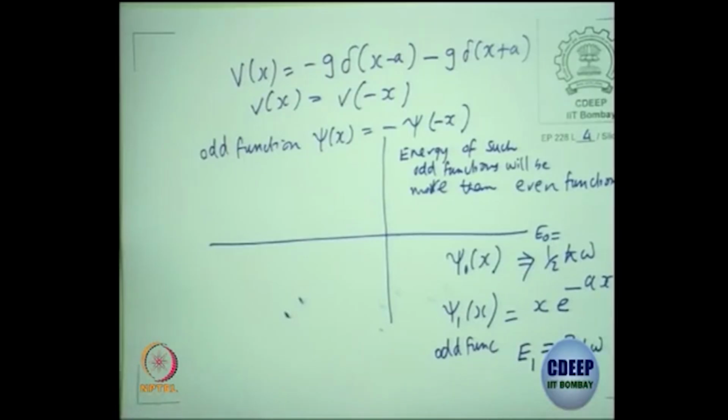So, I am just trying to say the lowest energy solution when you try to find for any system, the lowest energy solution will be an even function, always. If you try to say that the lowest energy is an odd function, you are wrong.